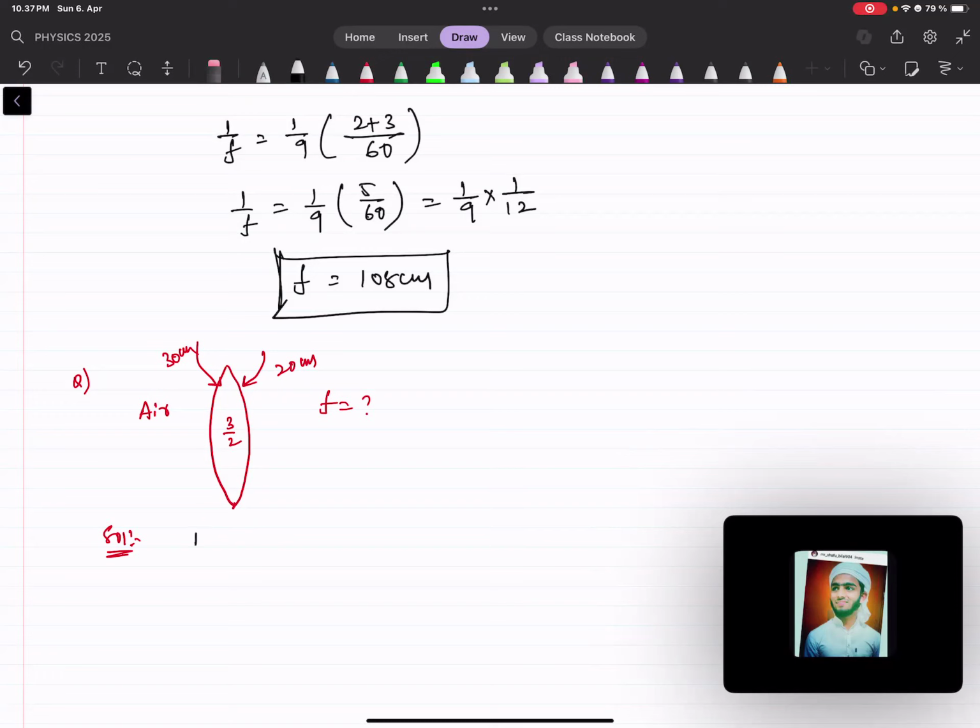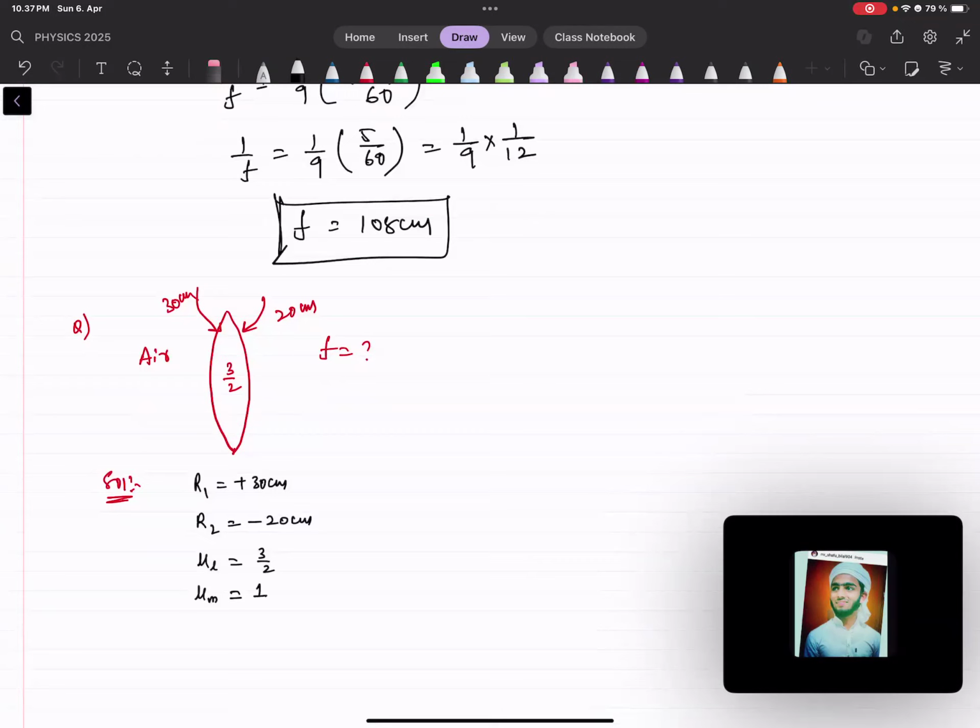Tell me the radius of curvature. R1 is equal to plus 30 centimeters. R2 is equal to minus 20 centimeters. Refractive index of the lens is 3 by 2. Refractive index of the medium is 1, air.